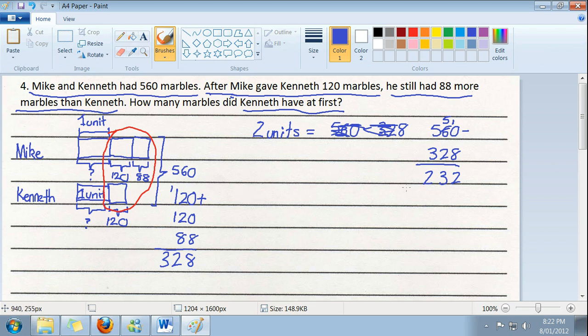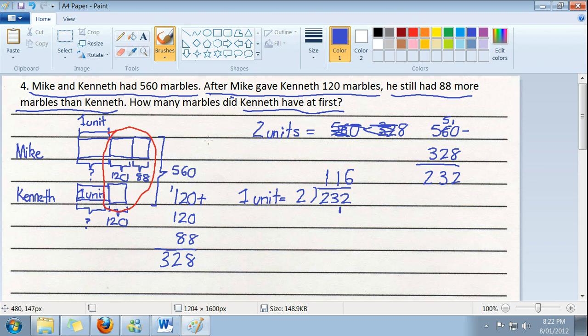Now we know that 2 units equals 232. If you want to find out what 1 unit equals to, then all we do is we write this first. 1 unit equals to 232 divided by 2. Okay, 2 goes into 2 once, 2 goes into 3 once, plus there's a remainder 1, so that goes here, and 2 goes into 12 6.